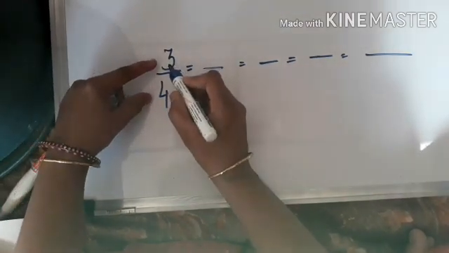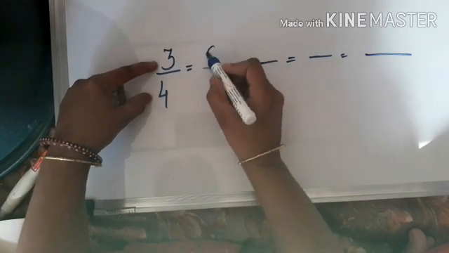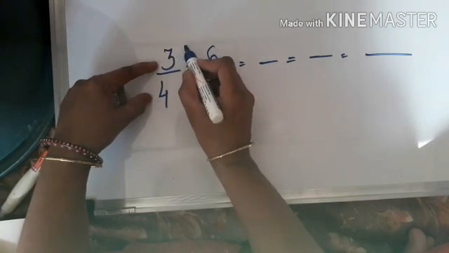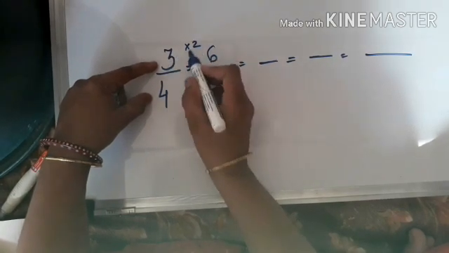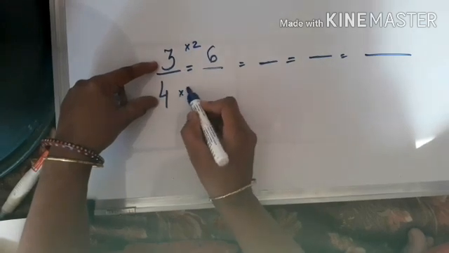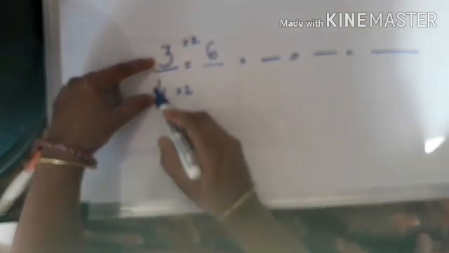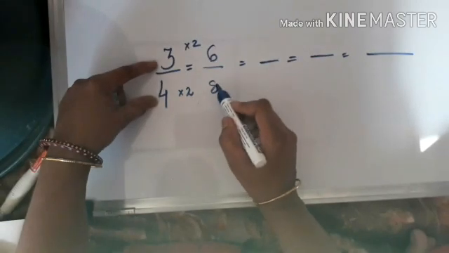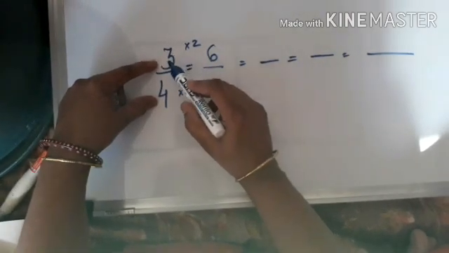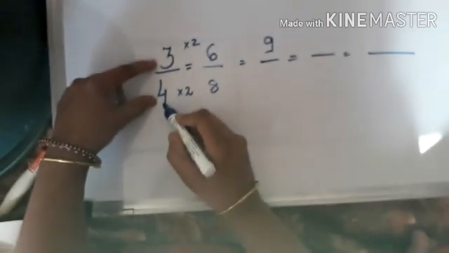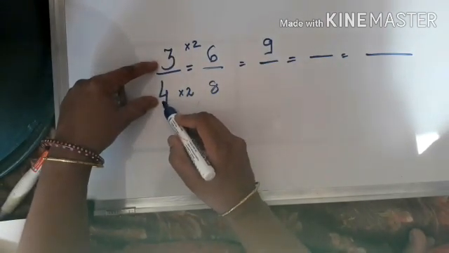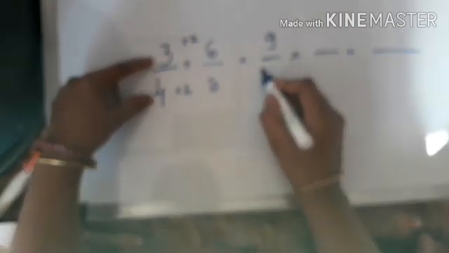Here, 3 ones are 3, 3 twos are 6. If the numerator is multiplied by 2, then the denominator is also to be multiplied by 2. So 4 twos are 8. Now if I multiply 3 with 3, then 3 threes are 9. Then 4 is also to be multiplied by 3 only. That is, 4 threes are 12.